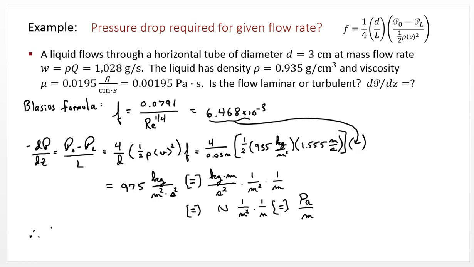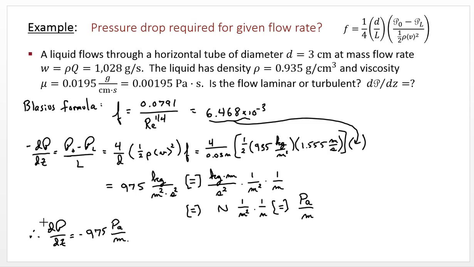So let's say dP/dz is equal to minus 975 pascals per meter. So the pressure drops by 975 pascals per meter length of the tube.